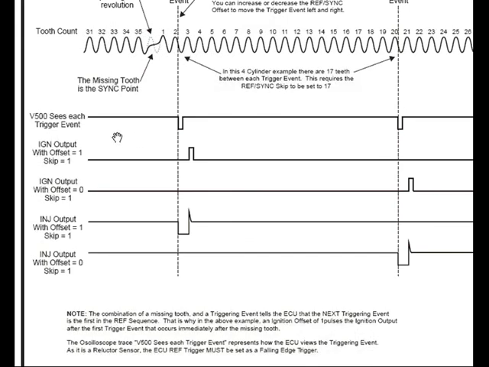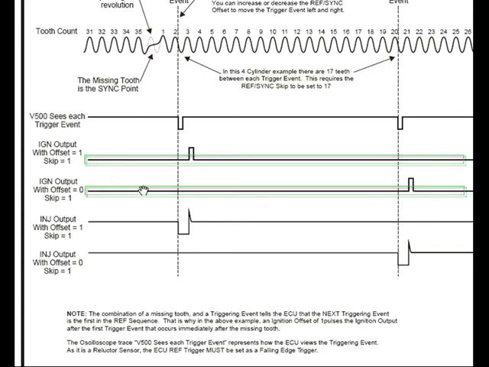Down here you can see the trigger events as the ECU sees it, and the ignition and injection output events. We will use this to represent what the ECU sees the triggering as being. It's a falling edge trigger, so the actual trigger event occurs on the falling edge.